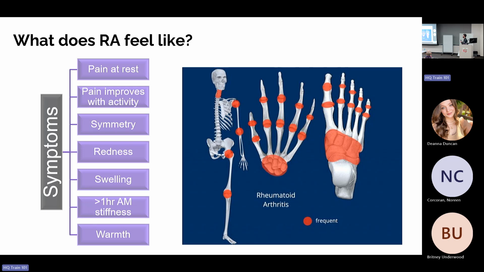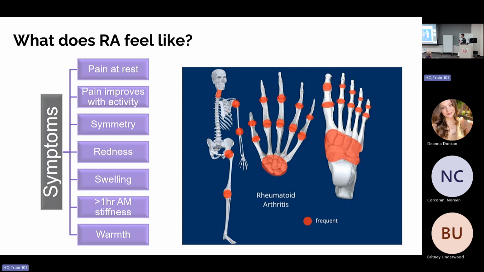So what does rheumatoid arthritis feel like? It's pretty much the exact opposite of osteoarthritis. You're going to have pain at rest, which is going to get better when you're moving around. You're going to have redness, warmth, heat in the joint, with stiffness in the morning lasting more than an hour, instead of maybe under 30 minutes in osteoarthritis.